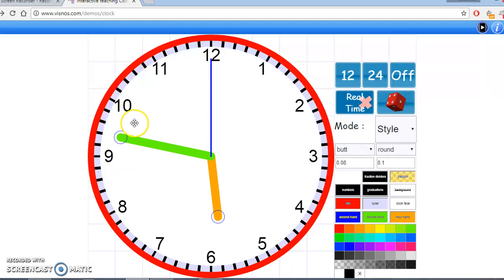So if we move our final quarter all the way around, we'll end up on 6 o'clock. So my short hand is pointing to the 6, and my long hand, my minute hand, is pointing to that 12 again, which means it's exactly o'clock.